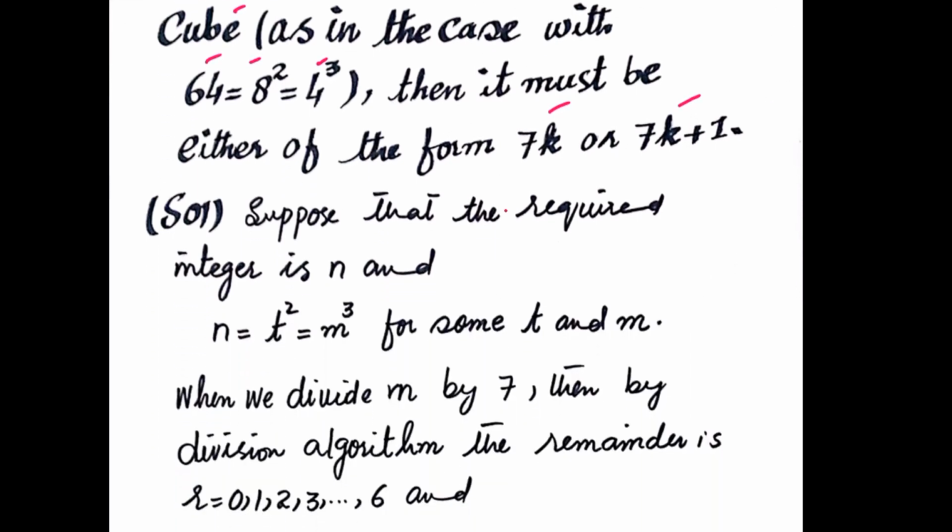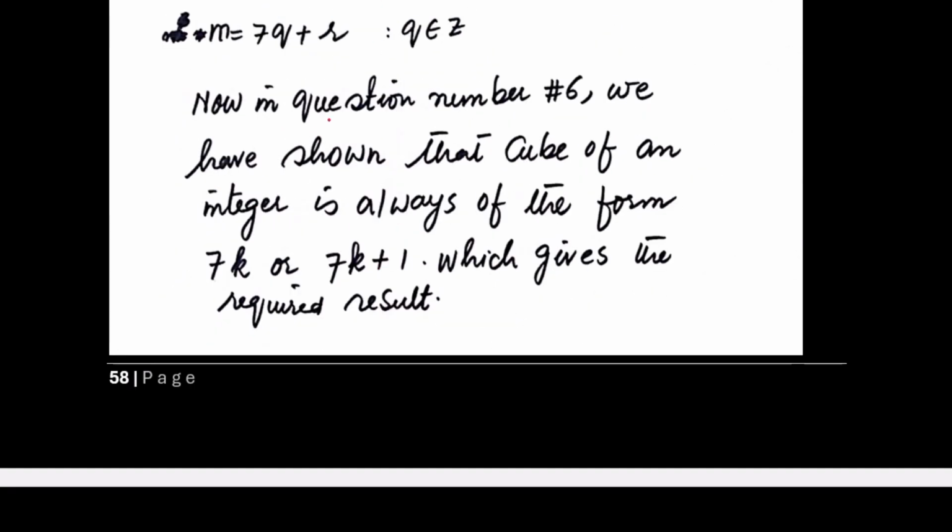Suppose that the required integer is n. That can be written as the square of t and the cube of m for some t and m. When we divide m by 7, then by the division algorithm, the remainder is 0, 1, 2, 3, and so on up to 6. Firstly, we show that the cube of this integer has the form 7k or 7k plus 1. In question number 6, we have shown that the cube of an integer is always of the form 7k or 7k plus 1, which gives the required result. You can write the solution of question number 6 here.